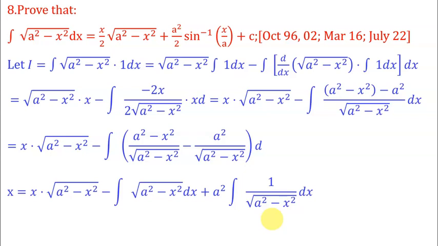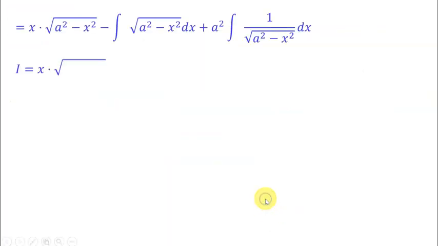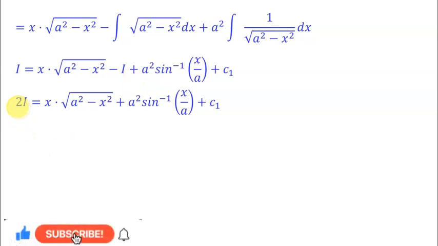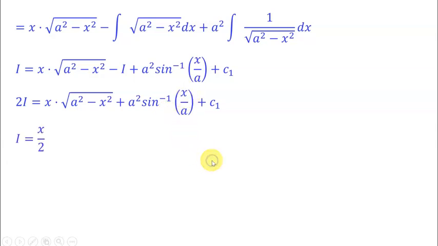Okay. Then this is the minus I, shift this minus I to the left hand side. It will become I plus I, 2I. 2I is equals to x root of a square minus x square plus a square sine inverse of x upon a plus c1.